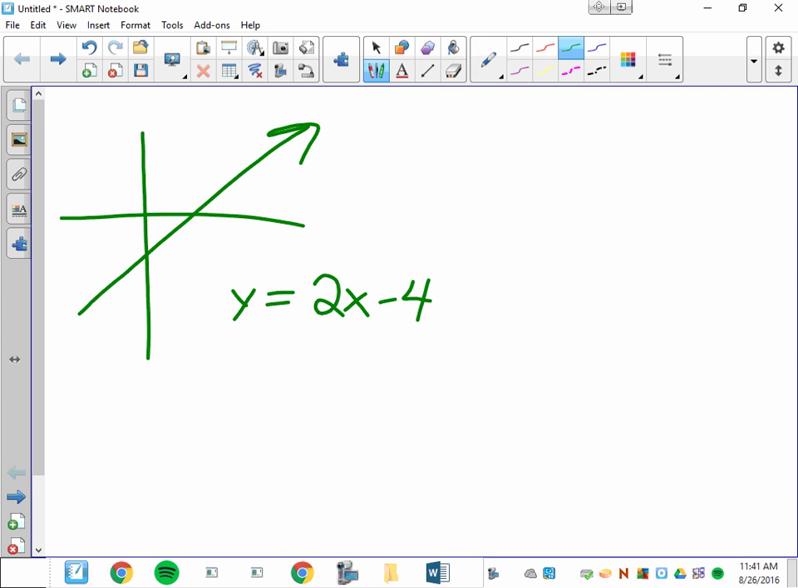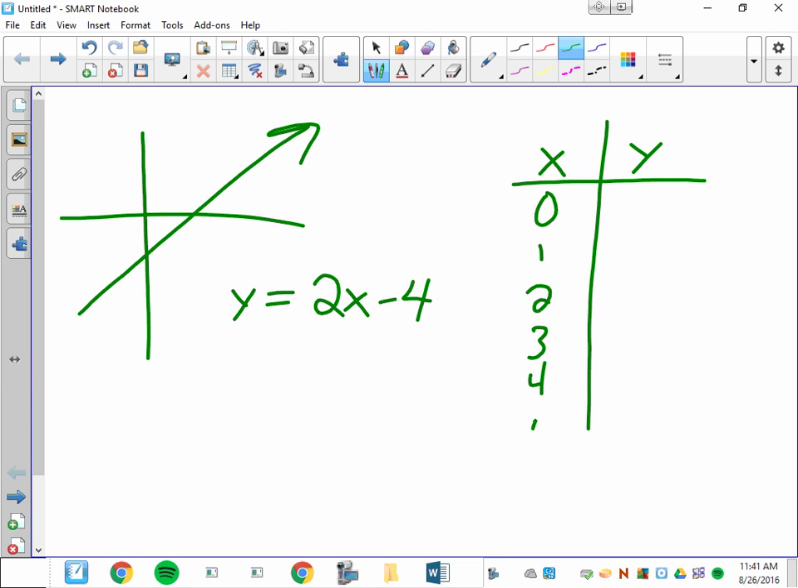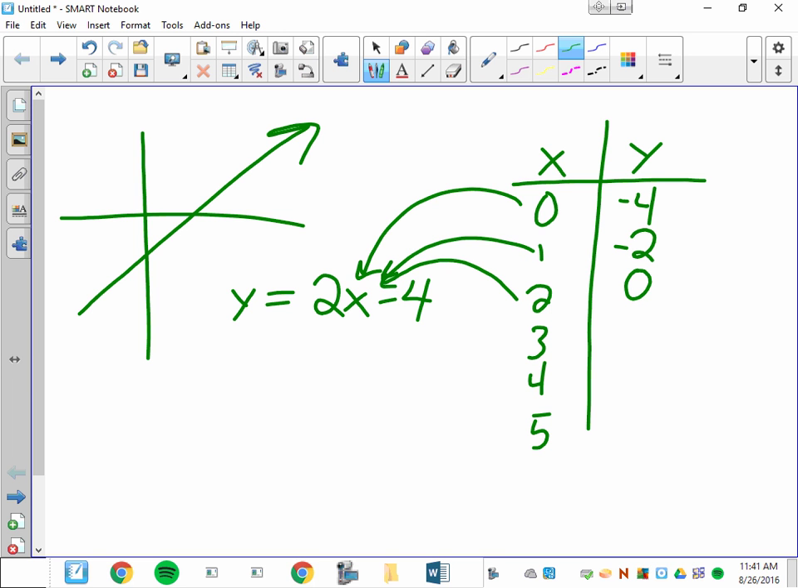Okay, so another way to represent a function is a table of values. So if I had x's 0, 1, 2, 3, 4, 5, how do I get the y values? Just plug them in. If I put 0 into this function, what do I get? Negative 4. If I put 1 into that function, what do I get? Negative 2. If I put in 2, what do I get? 0, which you can see over here.